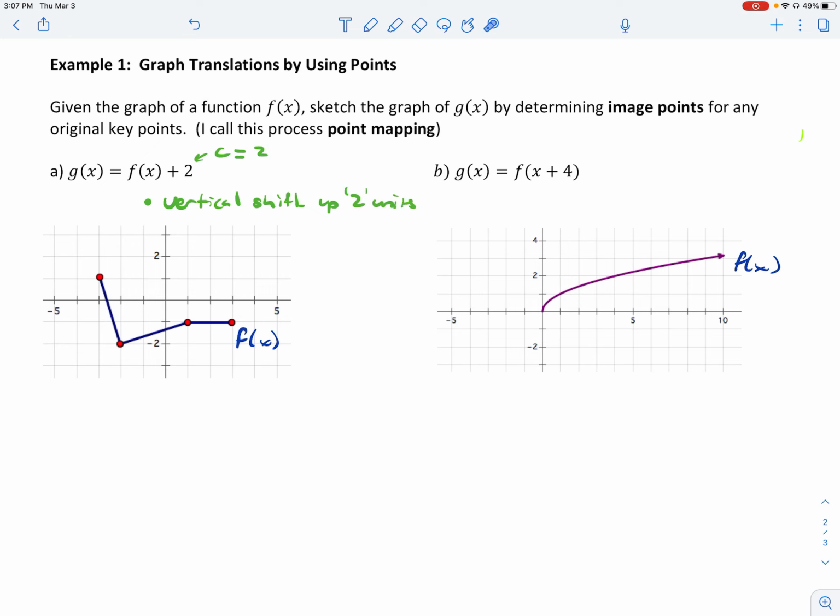So that's all that this plus 2 means. So I want to go ahead and graph it. It says here to graph it by determining image points. So what that means is I can take some original points from the graph, the ordered pairs here, and I will just apply the transformation to those points.